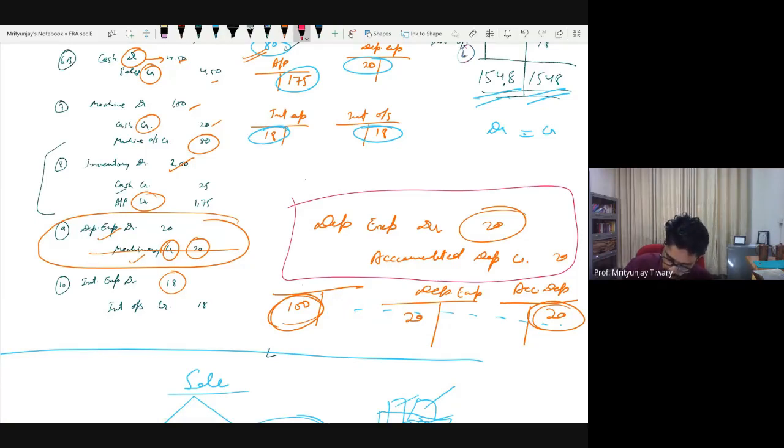So in your machinery T account, you will continue to see 100, whatever, 1,000 or something, 1 crore rupees. You will continue to see 1 crore rupees. That is how you will find this one getting reflected in your balance sheet.